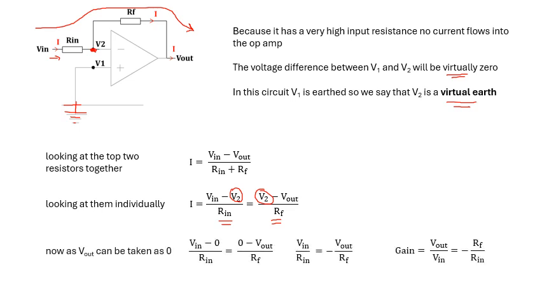So if I put V2 equal to 0 now, so V in minus 0, which is just V in over R in, equals 0 minus V out over RF. So that's minus V out over RF. Rearrange that. So my gain, which is V out over V in, is minus RF over R in.